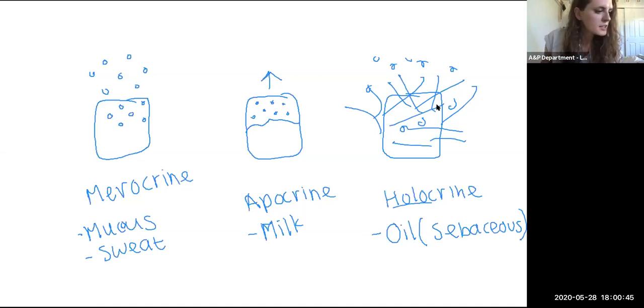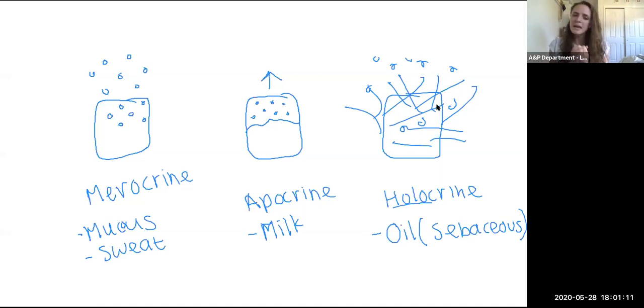Okay, so classification of exocrine glands by cell number. So uni means one. So you can either have one-celled glands, multi means many, or you can have multicellular glands. So unicellular means one cell, multicellular means many cells.